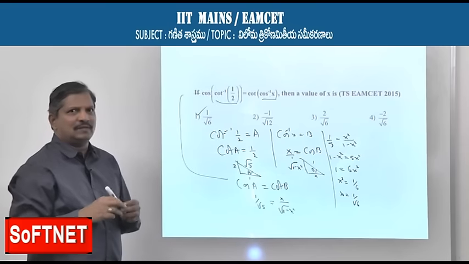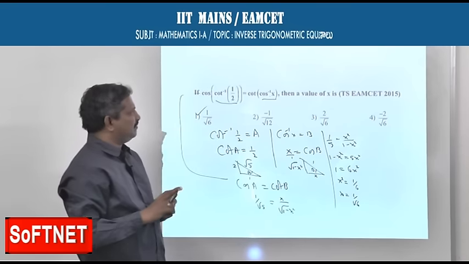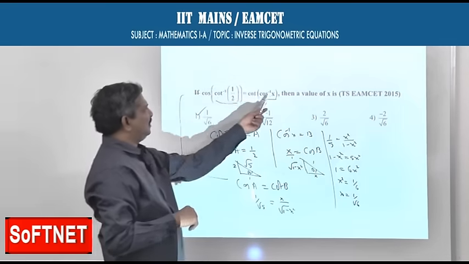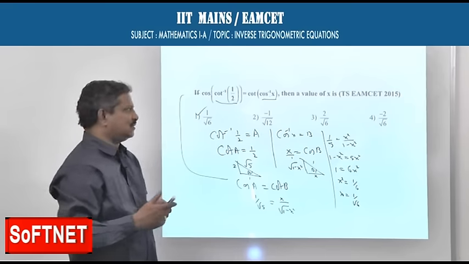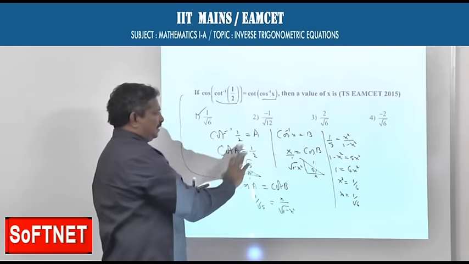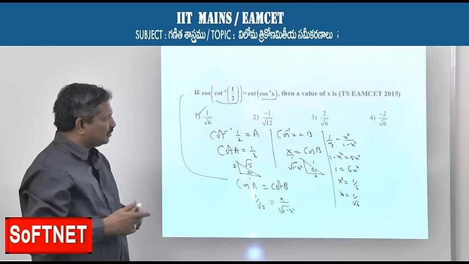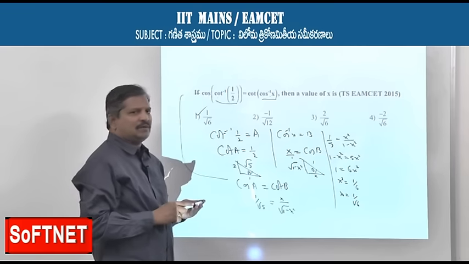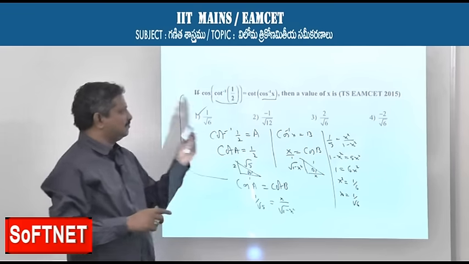So the only thing is, as we already discussed in the previous episode, whenever an inverse is there, we have to take A and B, or C, etc. Cot inverse 1 by 2 is A, cos inverse x is B, we took two triangles and applied it. So x equal to 1 by root 6. Coming to the next EAMCET question.